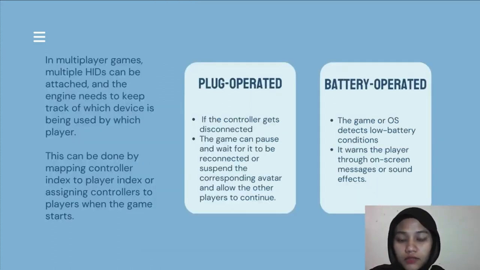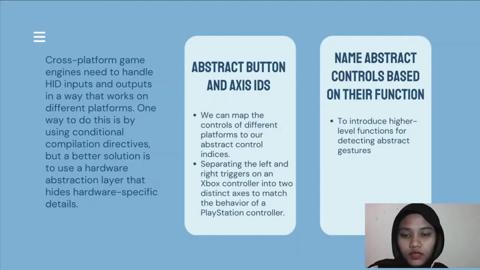In multiplayer games, multiple HIDs can be either plug operated or battery operated. So these are the differences between plug operated and battery operated. Cross-platform game engines need to handle HID inputs and outputs in a way that works on different platforms. So these are the two things that can be implemented for HID inputs and outputs: abstract button and axis IDs, and name abstract controls based on their functions.